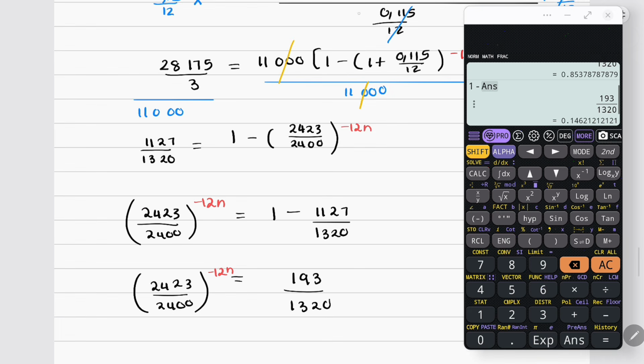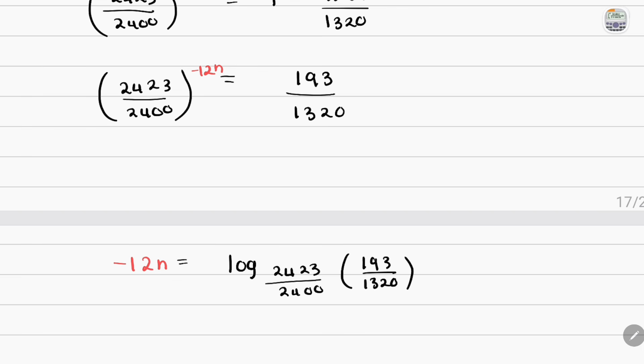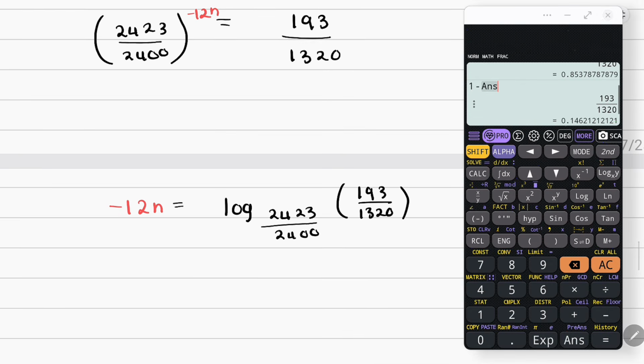Okay, let me just make some space. So at this point, we're going to make this the subject. So this is now negative 12n is equal to, and we're using log here. So we're going to say log, and our base is whatever number was carrying the exponent, which would be this. So we're going to keep that as the base. And then in brackets, you're just going to put in your number here. Okay, so this is 193 over 1320.